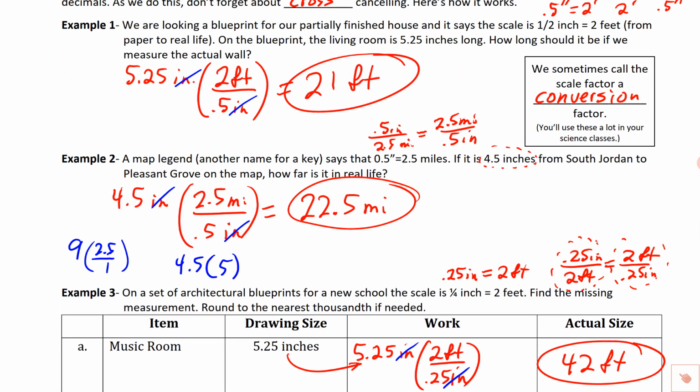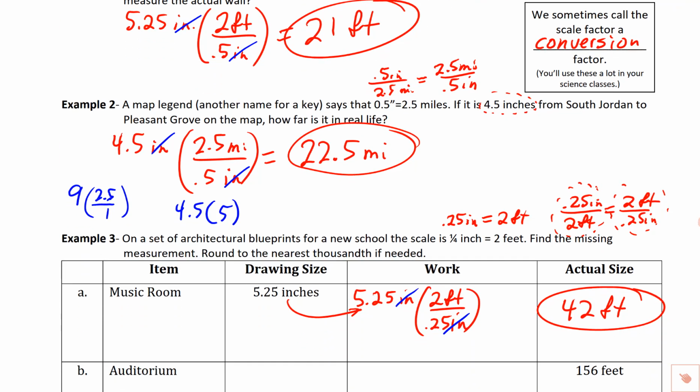Notice what the conversion factor is here. We've got 2 feet on the top and 0.5 on the bottom. Because the scale is a little bit different on each one of these, we're going to get a different answer for that one. Okay?